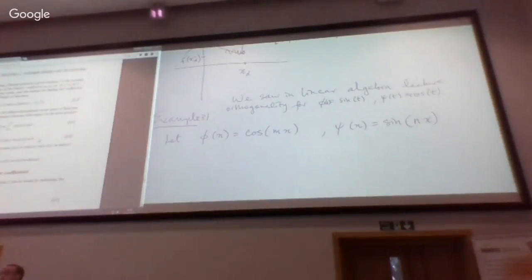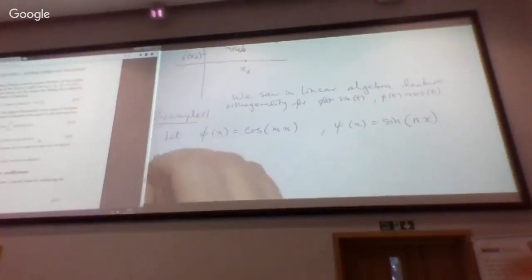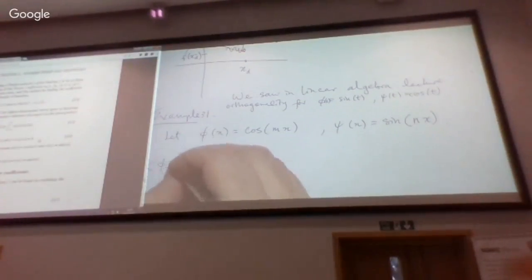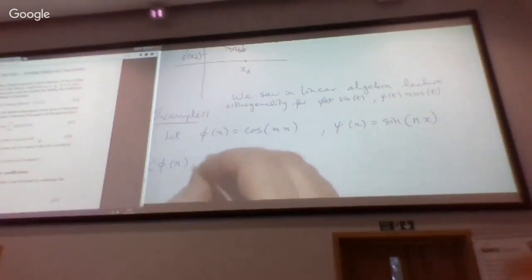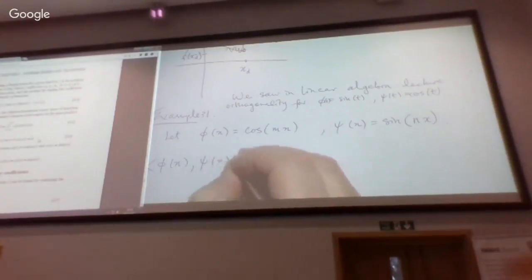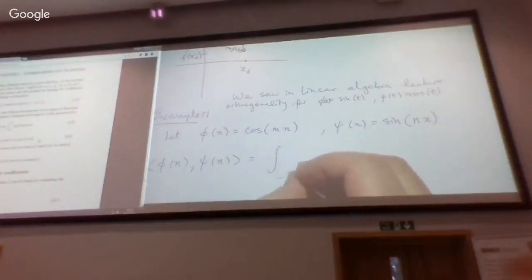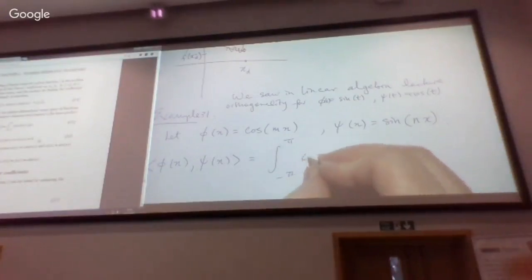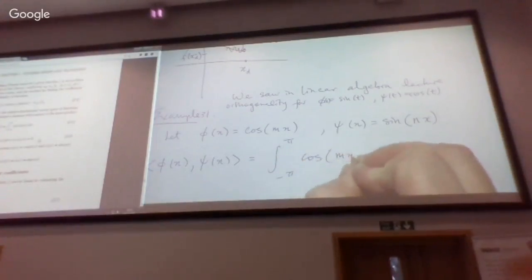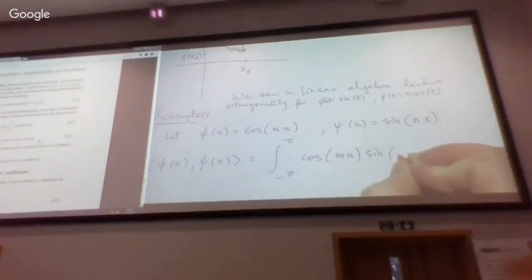So we want to prove that these are orthogonal. We want to examine, using the angle bracket notation, the inner product of these two. By definition, using the standard inner product here, this is the integral from minus pi to pi of the product of these two: cosine of nx times sine of nx dx.